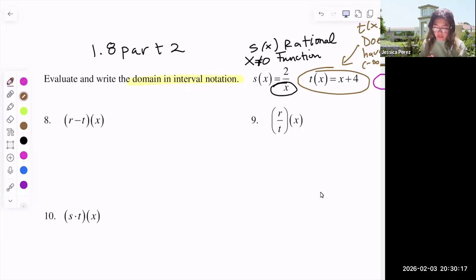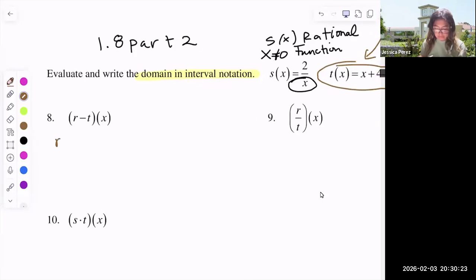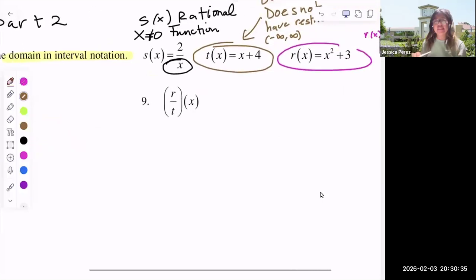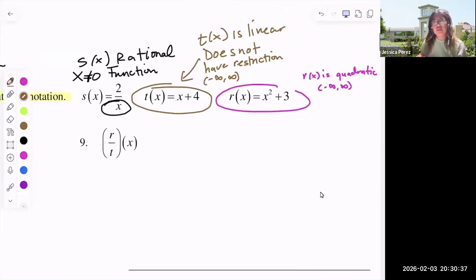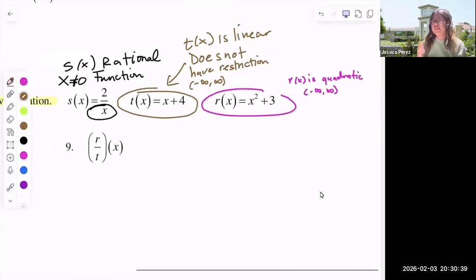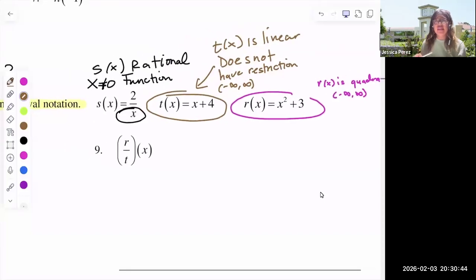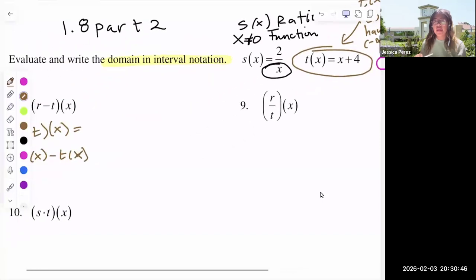We're going to subtract r and t. So we have r minus t of x is equal to r of x minus t of x. And then we're going to look at the domain of each of them. Well, r does not have a restriction. r is quadratic. It's all real numbers. The domains of r of x and t of x do not have restrictions.